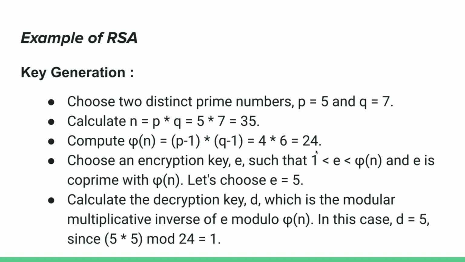Choose an encryption key E such that 1 < E < phi of n and E is co-prime with phi of n. Let's choose E = 5. Calculate the decryption key D, which is the modular multiplicative inverse of E modulo phi n. In this case, D = 5, since 5 × 5 mod 24 = 1.